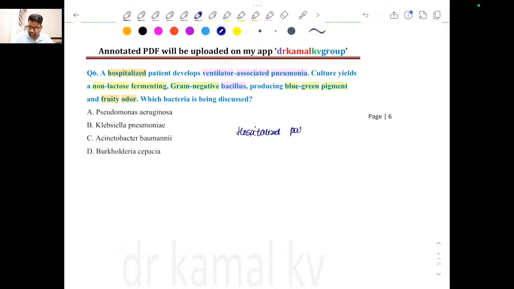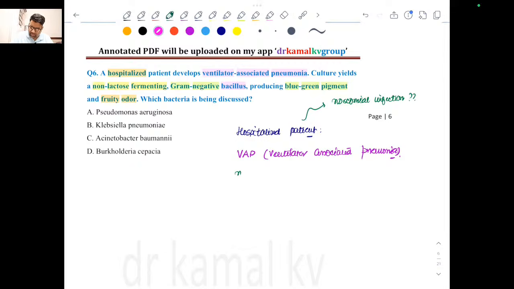Hospitalized patient. So we can think of nosocomial infection here. Clear? So it's most likely nosocomial, and the classical word is ventilator associated pneumonia.